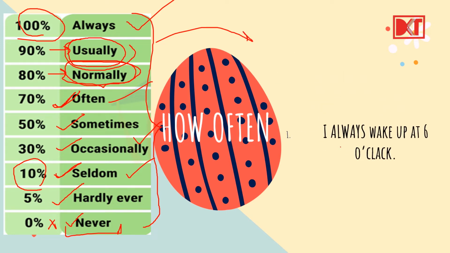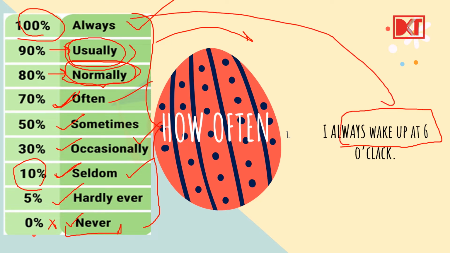I always wake up at 6 o'clock. Always wake up at 6 o'clock means I wake up at 6 o'clock 100% of the times. मतलब मैं रोज सुबह 6 o'clock उठती हूँ. Then I think there is a mistake here. This is A, but this should be an O. I'm sorry for the spelling error.